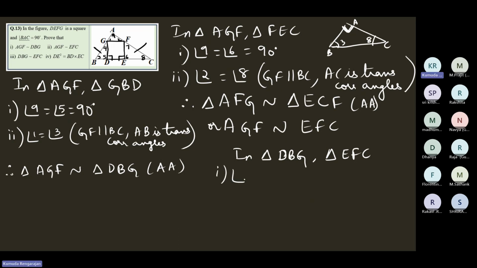So you should write angle 3 plus angle 8 is equal to 90. Then the sum of two angles of the same triangle is 90. So angle 3 plus angle 4 is 90, or you can write angle 7 plus angle 8 is 90.